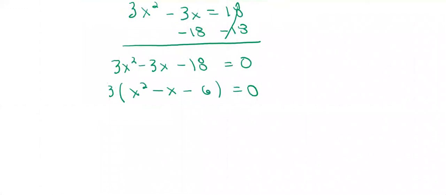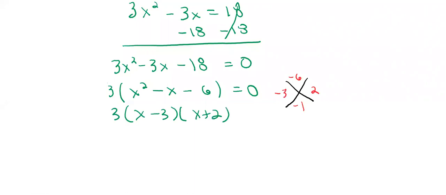All right, I'm going to use the x method to finish factoring this. So at the top of the x is going to be negative 6. Bottom of the x is negative 1. Two numbers that multiply to be negative 6 but add to be negative 1, that's negative 3 and positive 2. So this is going to factor into x minus 3, x plus 2.